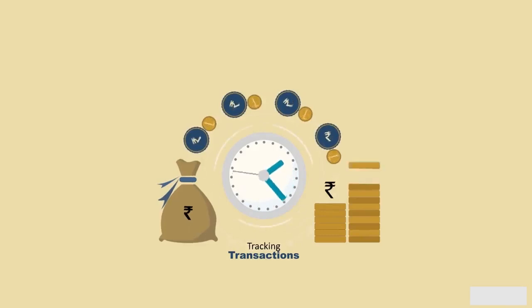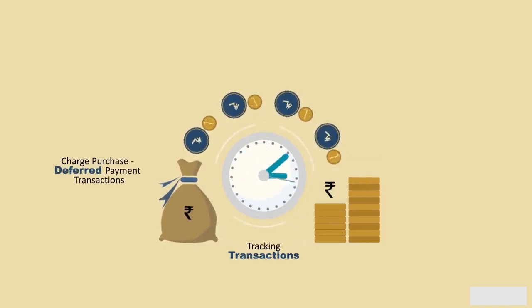One of the key activities of front office accounting is tracking transactions. Here, different types of transactions have different effects on the front office accounting system. Each transaction is communicated through a different voucher to front office. Some of these transactions are charge purchase. It represents deferred payment transactions so that the guest receives goods and services from the hotel but does not pay them at the time they are provided.